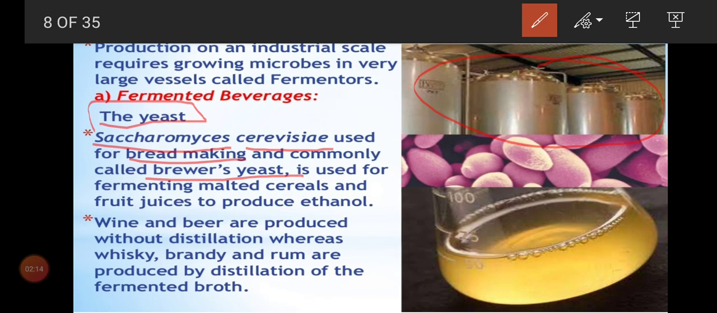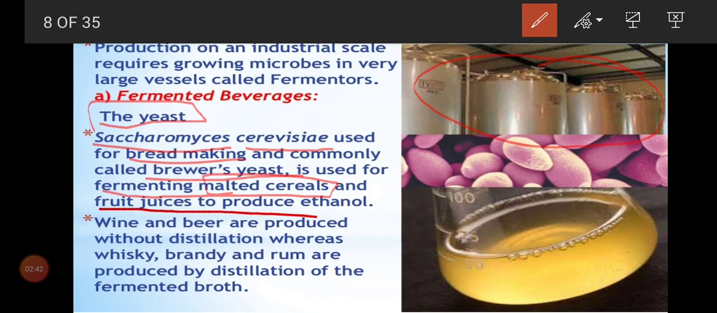We can get it and use it for our fermentation process, and it is used for industrial purposes also. It is used for fermenting malted cereals. What do we mean by malted cereals, children? We soak cereals for 8 hours. Afterwards they start to form sprouts. The formation of sprouts from cereals is what we call malted cereals.